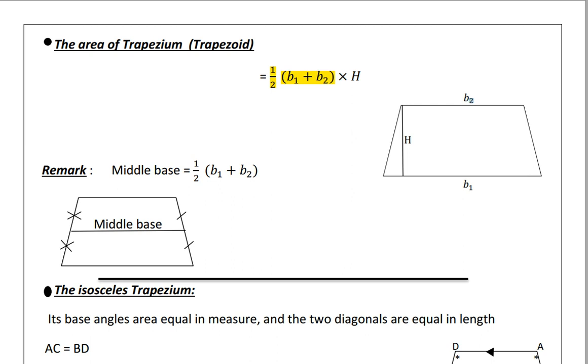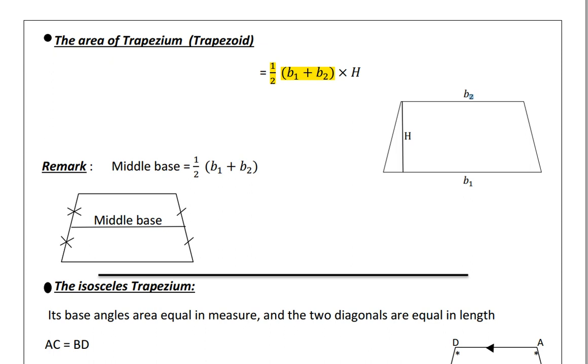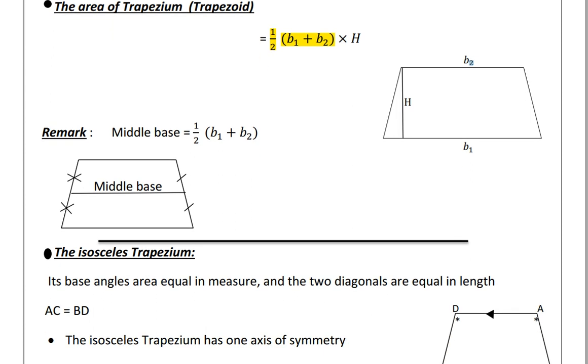We can make it b1 here and b2 down, they are the same. Okay, so to get the middle base, which is this one, we will do what? We will multiply half by base 1 plus base 2. Okay, so what is the meaning of isosceles trapezium?